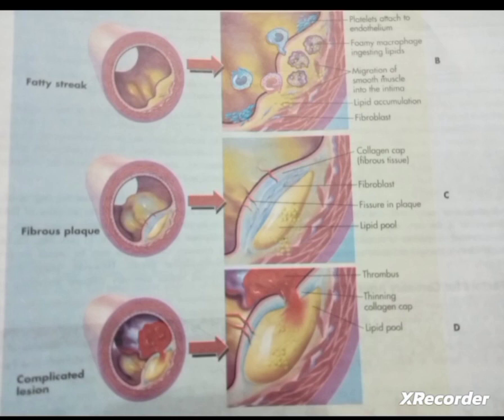Next one, complicated lesion. Complicated lesion is the final stage of development of the atherosclerotic lesion, and it is very dangerous. As a fibrous plaque grows, continued inflammation can result in plaque instability, ulceration and rupture. Once the integrity of the artery inner wall is compromised, platelets accumulate in large numbers, leading to thrombus. The thrombus may adhere to the wall of the artery, leading to further narrowing or total occlusion of the artery.